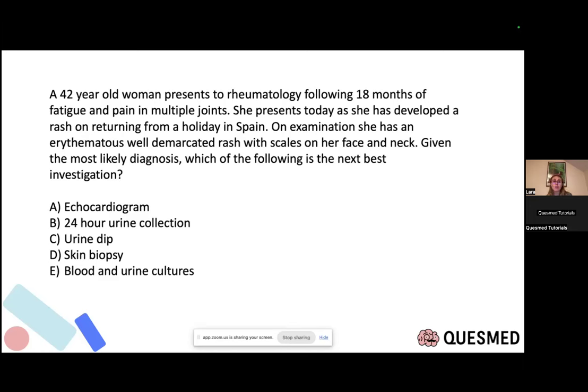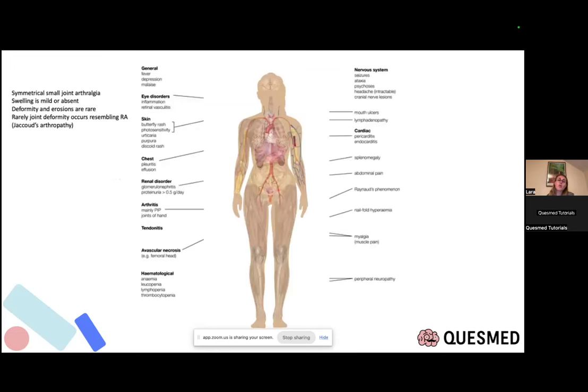Okay, a 24-hour urine collection, I understand if you're thinking about collecting a load of protein, but actually you would already do a protein creatinine ratio or an ACR. So I think that's why urine dip here is the best answer, although I do think that the vignette is quite vague. Urine dip. So what I would urge you to think about when you're thinking about lupus is that lupus can cause anything, like amyloidosis.